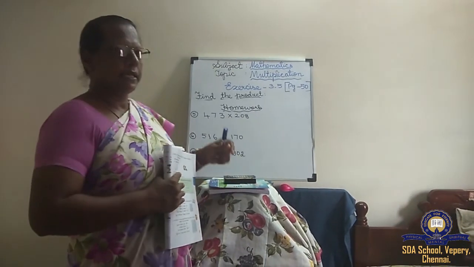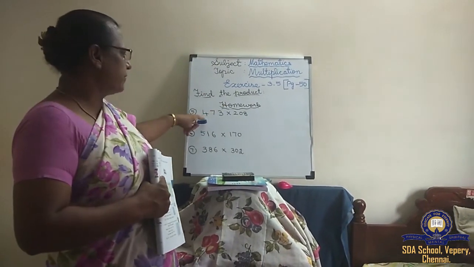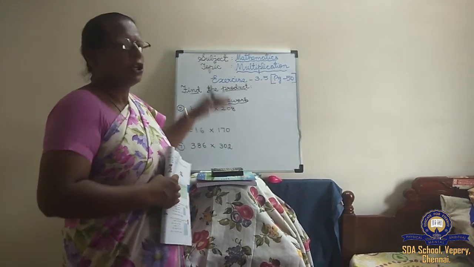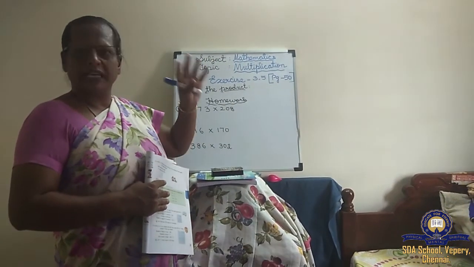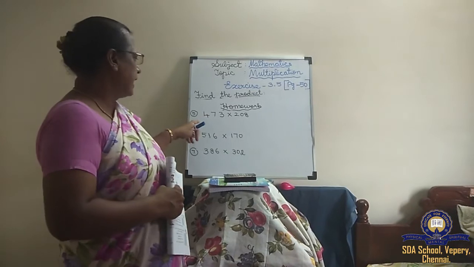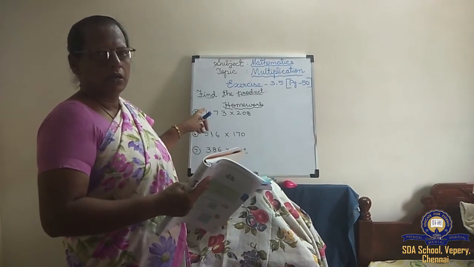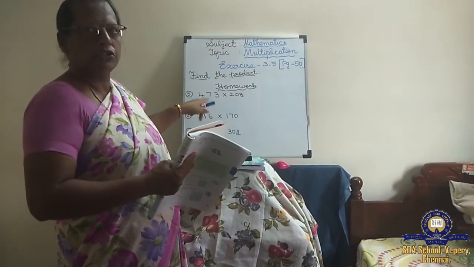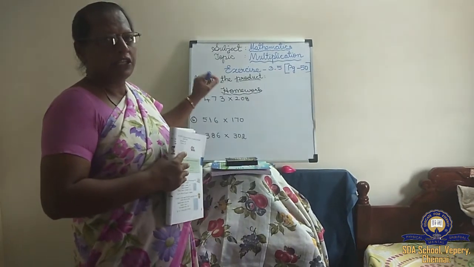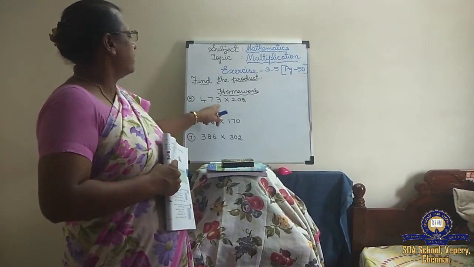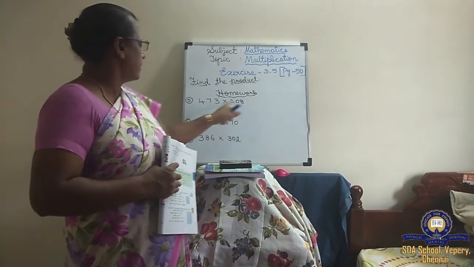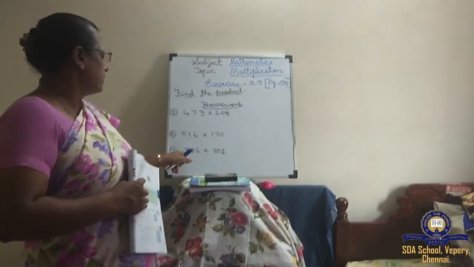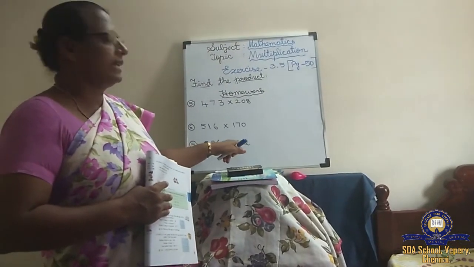Okay, children. See, I have taught 4 sums and now I have given 3 sums for homework. What you have to do, children? You have to write continuously after the classwork. While writing, leave 2 lines and then start writing, so that it will be very easy. It should be very neat. 473 multiplied by 208. 516 multiplied by 170. 7th sum, 386 multiplied by 302.